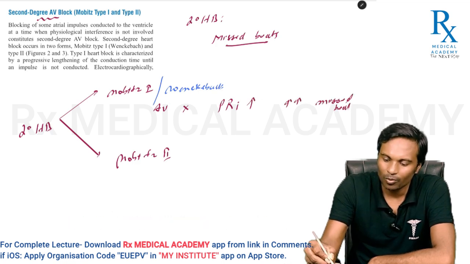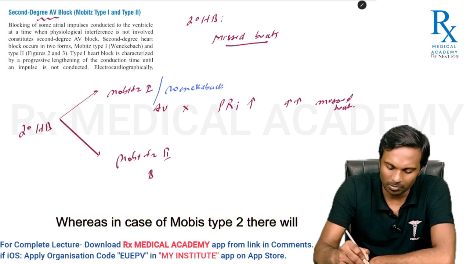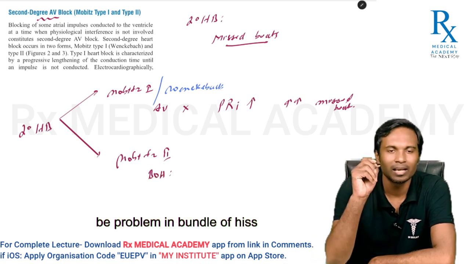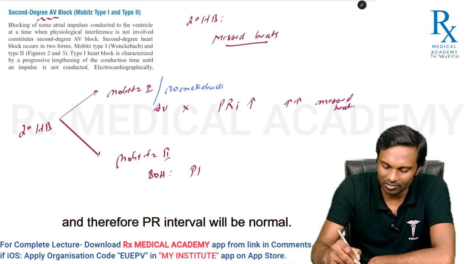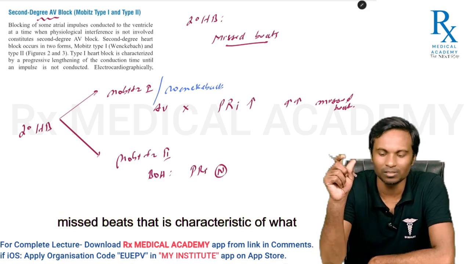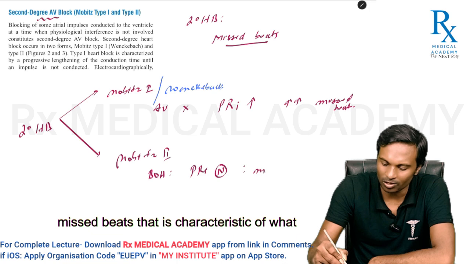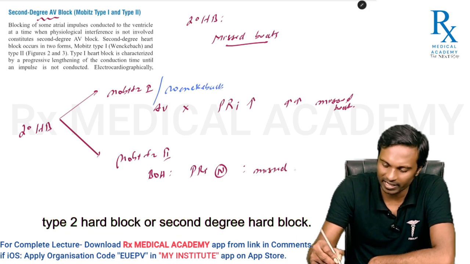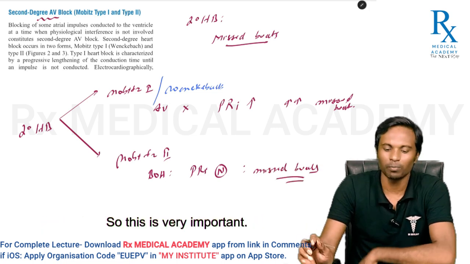We will discuss. Whereas in case of Mobitz type 2, there will be problem in the bundle of His and therefore PR interval will be normal. But over a period of time, you can find some missed beats that is characteristic of Mobitz type 2 heart block or second degree heart block. So this is very important.